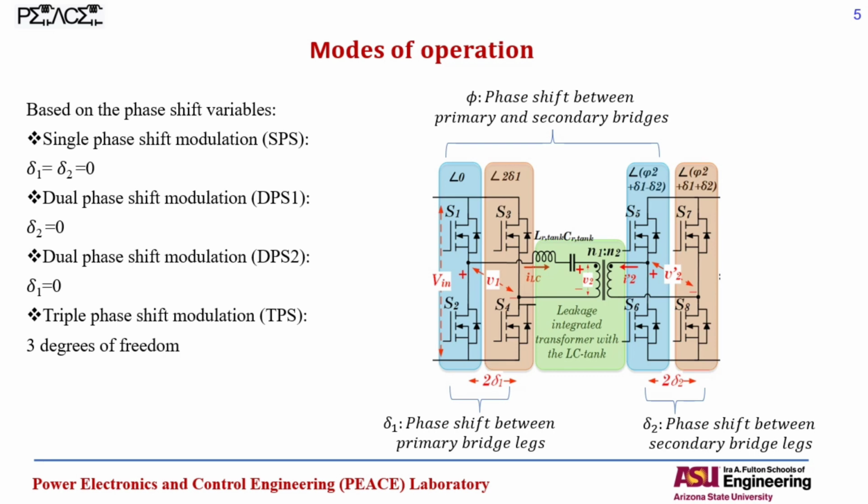So if we use all these three degrees of freedom, we are going to call our modulation technique a triple phase shift, which is the technique that we are going to use here because it offers us a lot of degrees of freedom. So technically, we are able to reduce the RMS current through the transformer windings even more.